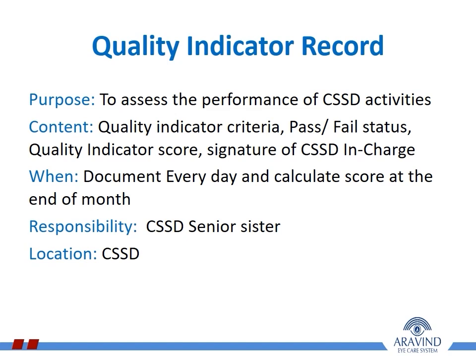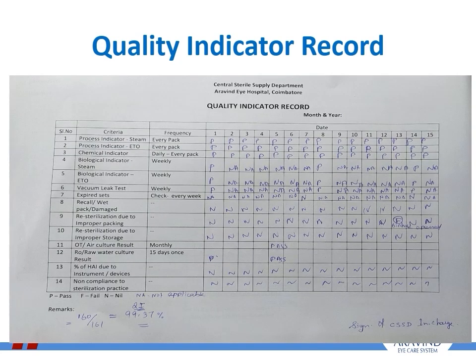Quality indicator record. The purpose of this record is to assess the performance of CSSD activities. It contains quality indicator criteria, pass, fail status, quality indicator score, signature of CSSD in charge. The documentation is done every day and calculate score at the end of the month. This picture shows the quality indicator record.